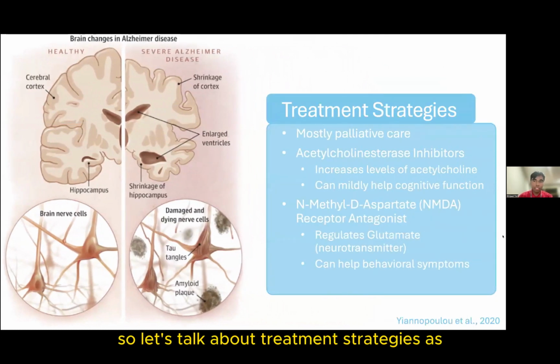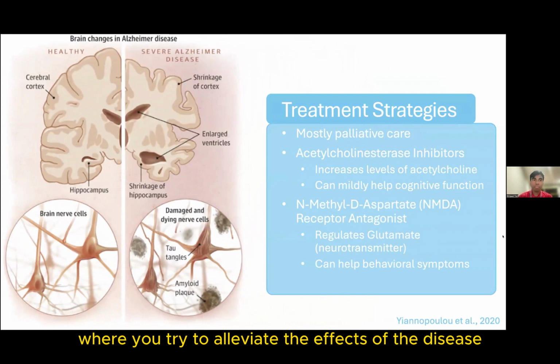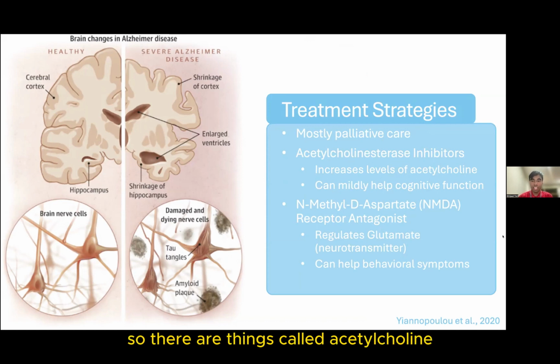So let's talk about treatment strategies. As of right now, it's mostly what's called palliative care, which is essentially where you try to alleviate the effects of the disease rather than alleviating the actual disease process itself. So there are things called acetylcholinesterase inhibitors, which increase your levels of acetylcholine, a neurotransmitter within your brain. These can only mildly help your cognitive function, and they're not very effective. Along with that, there are N-methyl-D-aspartate or NMDA receptor antagonists, which also regulate glutamate, which is another neurotransmitter. And this one helps more with behavioral symptoms that may be caused by Alzheimer's.